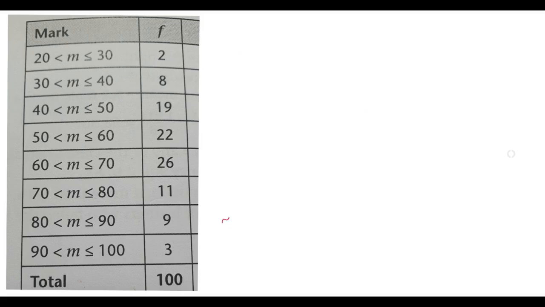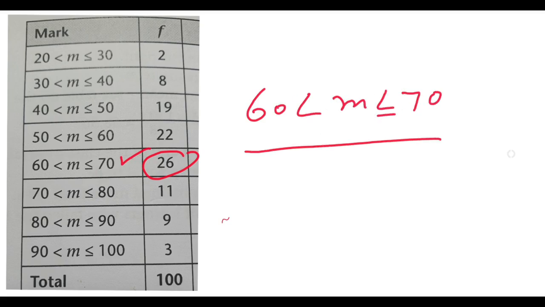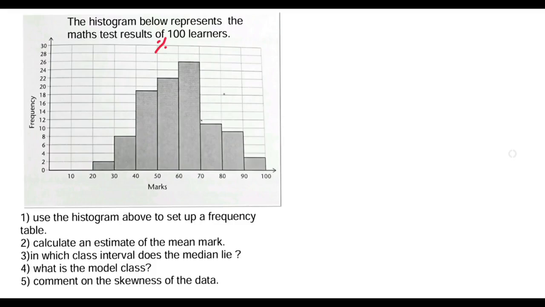Mode falls in the highest frequency. My highest frequency is 26, so my modal class is between 60 and 70. Between 60 and 70, this is my modal class. Now is the last question. It said comment on the skewness of the data.